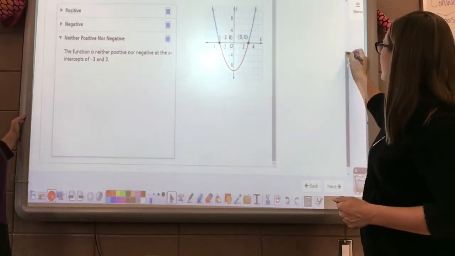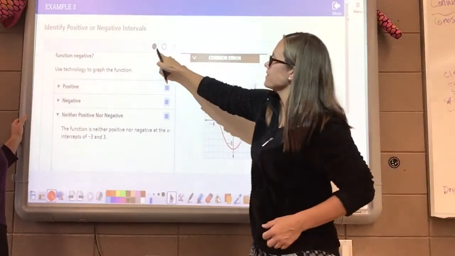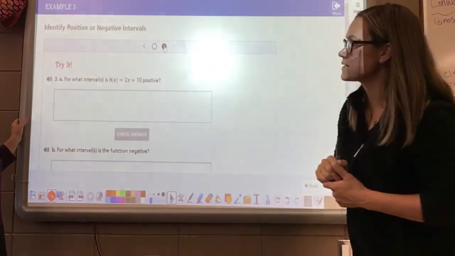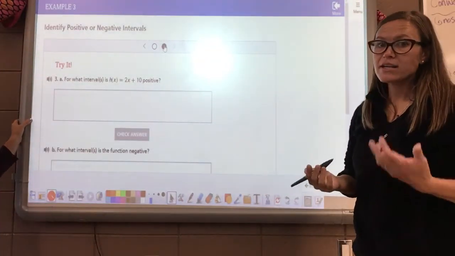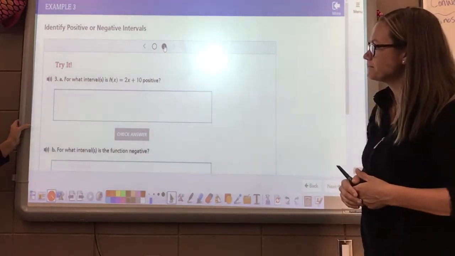I always want to check when we're working in Savas about these double bullets up here. So we want to go to that next one. Here's the try it for you to try in your companion.